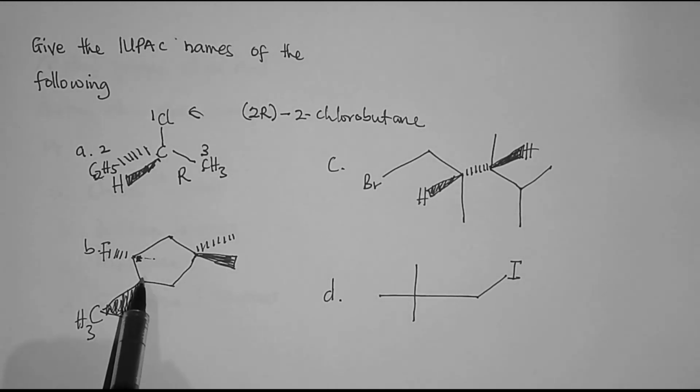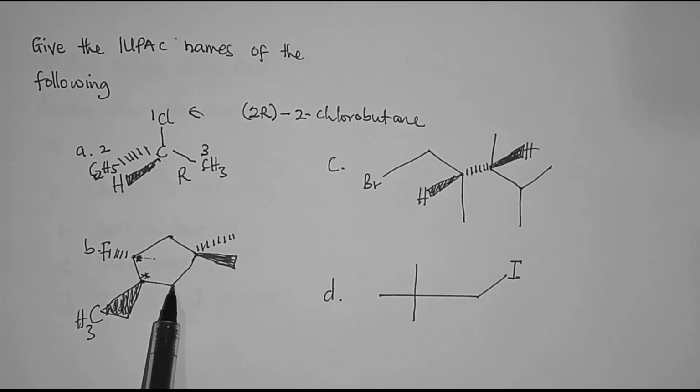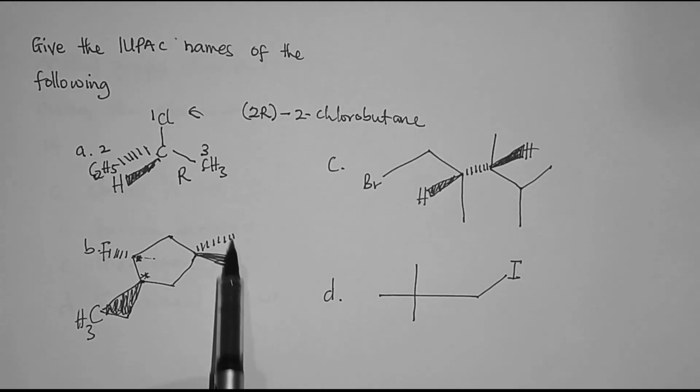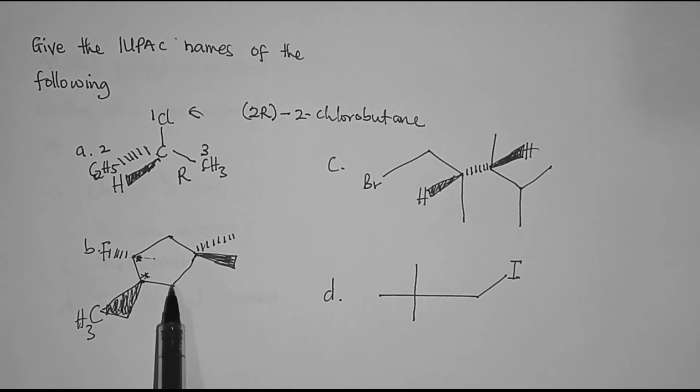You can also see that there is another chiral center here. This fluorine, this carbon is different from this one, which in turn is different from this CH3, and therefore there is also another chiral center here. But this is not a chiral center because there are two methyl groups, and this is not a chiral center because there are two protons and there are also two protons here. So we have two chiral centers.